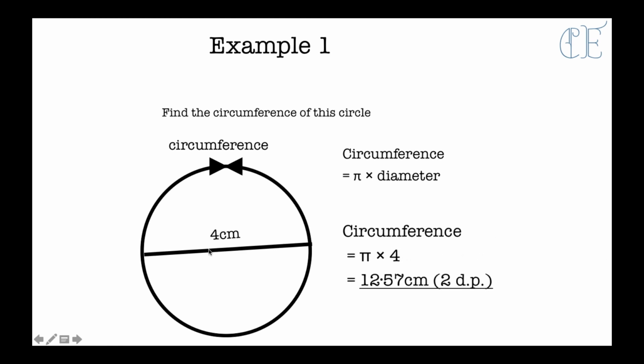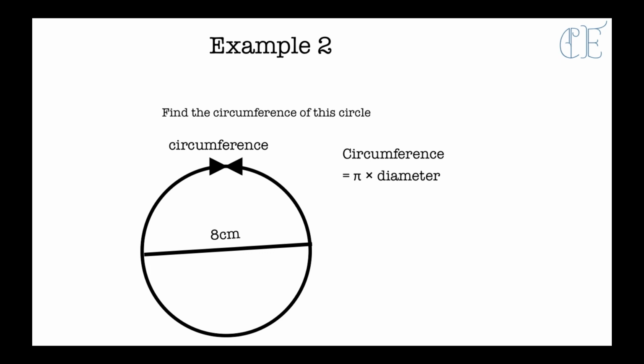So all we need to do is pi times the diameter to work out this length all the way around the circle. So that means we would do pi times 4. And pi times 4 is 12.57 centimetres squared. Okay, and that's 2 decimal places.